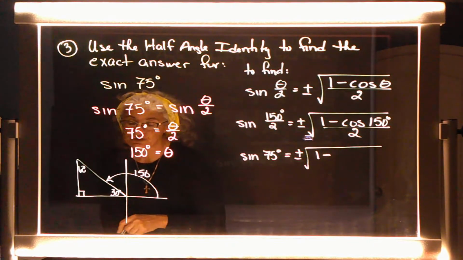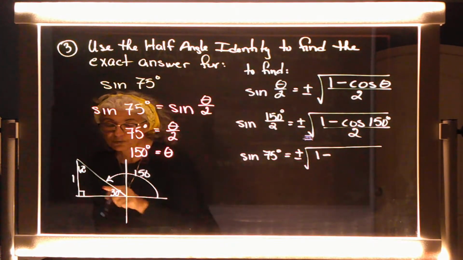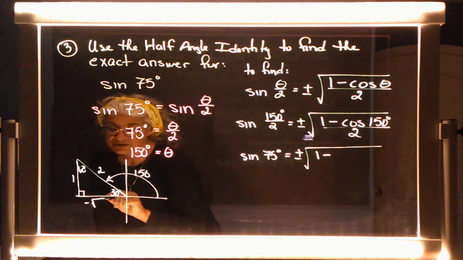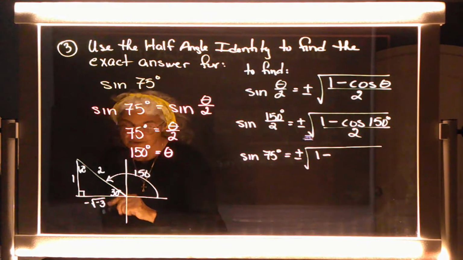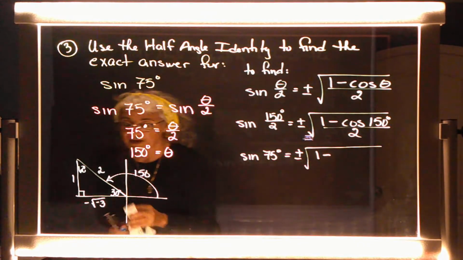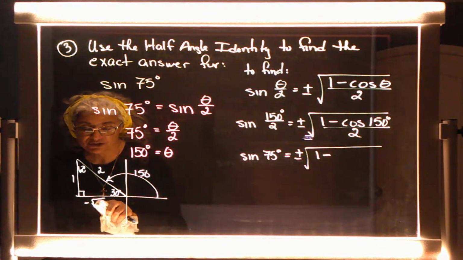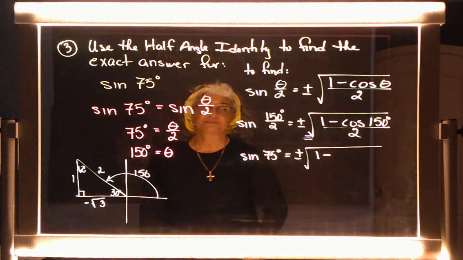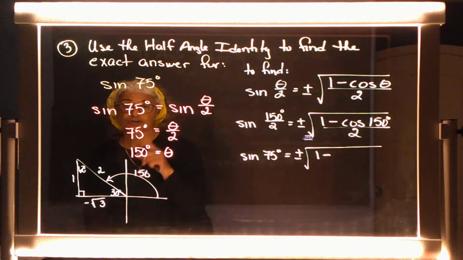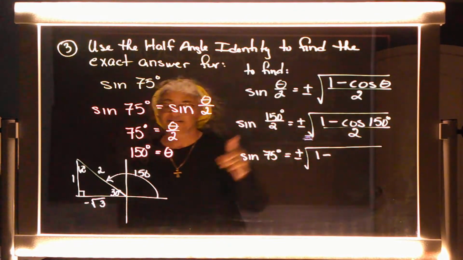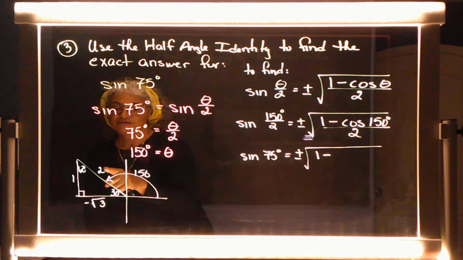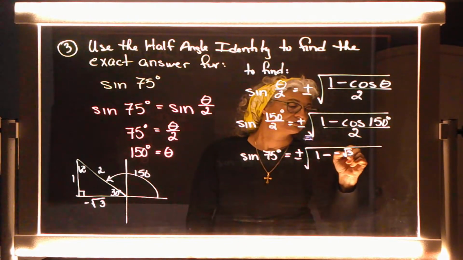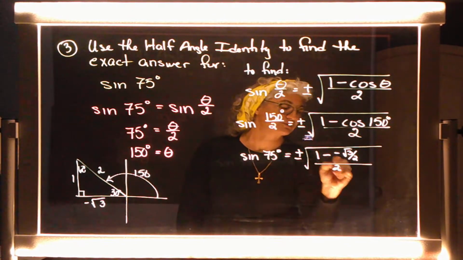Okay, start labeling this triangle. The value of 1 goes opposite 30 degrees. Your radius is a 2. And across from the 60 is a negative square root of 3. Why is it negative? That's right, because you're in quadrant 2, and the x's in quadrant 2 are negative. So the cosine is x over r, so negative root 3 over 2, and then divided by 2.